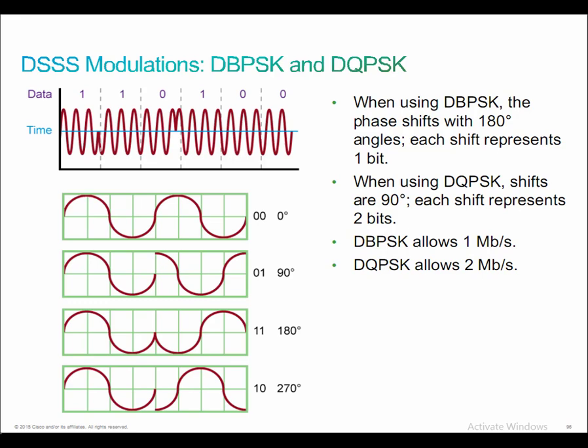So that's where the binary aspect comes in, DB-PSK, whereas Q stands for quadrature. There's only one letter difference between the two, but it really changes quite a bit how much throughput is available. You can see that DQ-PSK allows for 2 megabits per second of throughput, whereas DB-PSK only allows for 1 megabit of throughput. A little bit more complex, obviously, but does allow more data to be sent.